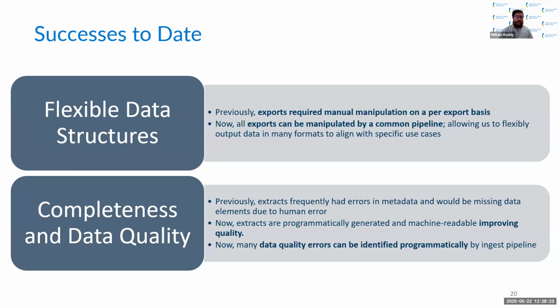It means that we're improving the overall quality, and that those errors can be identified programmatically now. So rather than having a human in the loop going cell by cell, row by row to see, does this data make sense? We're able to do that through our ingestion pipeline. And again, that's something that really gets powered by the fact that we have this flexible common structure.